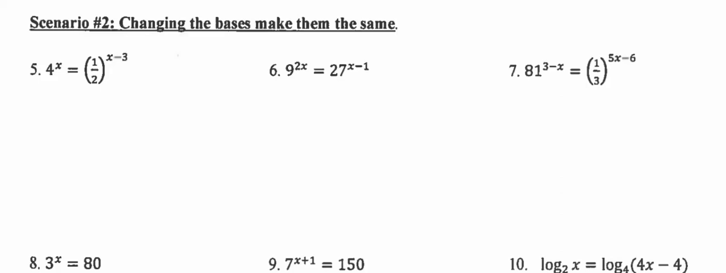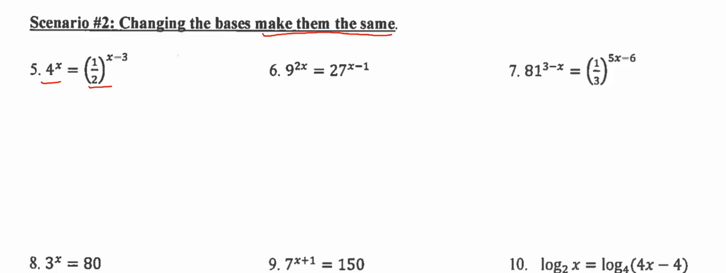In this video, I'm going to show you another scenario of how to solve logarithmic and exponential equations. This scenario is when my bases are not the same. In the previous example, scenario 1, my bases were the same, so it was really easy to undo whether my variable was an exponent or in a logarithmic equation. Here, because my bases aren't the same, I want to make them the same.